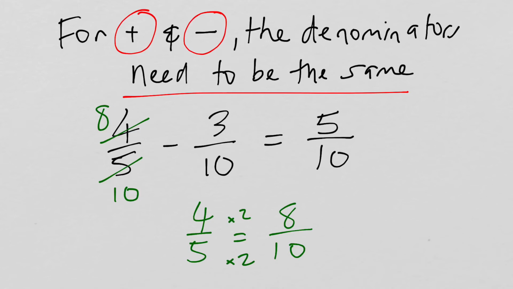What's that the same as? Well, I know from my multiplication facts that 5 and 10 are both in my 5s. So I'm going to change them to simplest form by doing 5 divided by 5 is 1, 10 divided by 5 is 2, 1/2. That's simplest form.